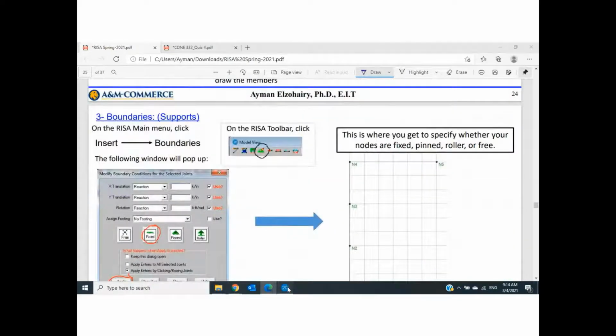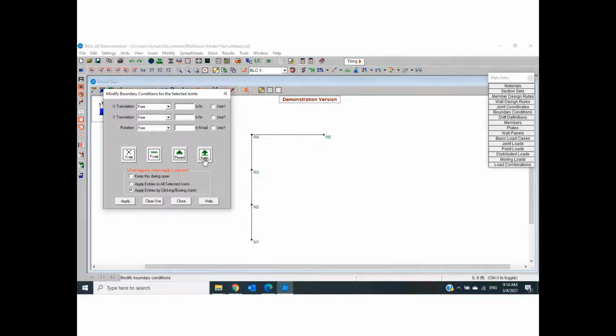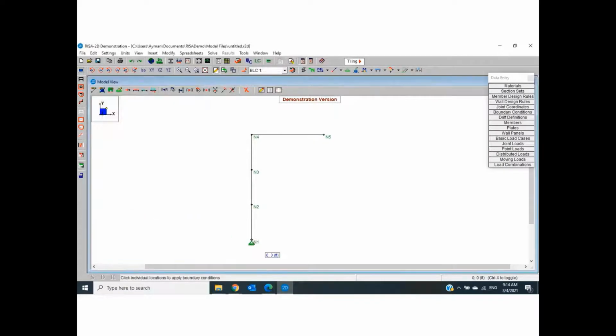The following step is insert boundaries. Do you remember boundaries? We have roller, pin, fixed. So I will choose fixed. Apply and put fixed at this node. We have only one support, fixed support.